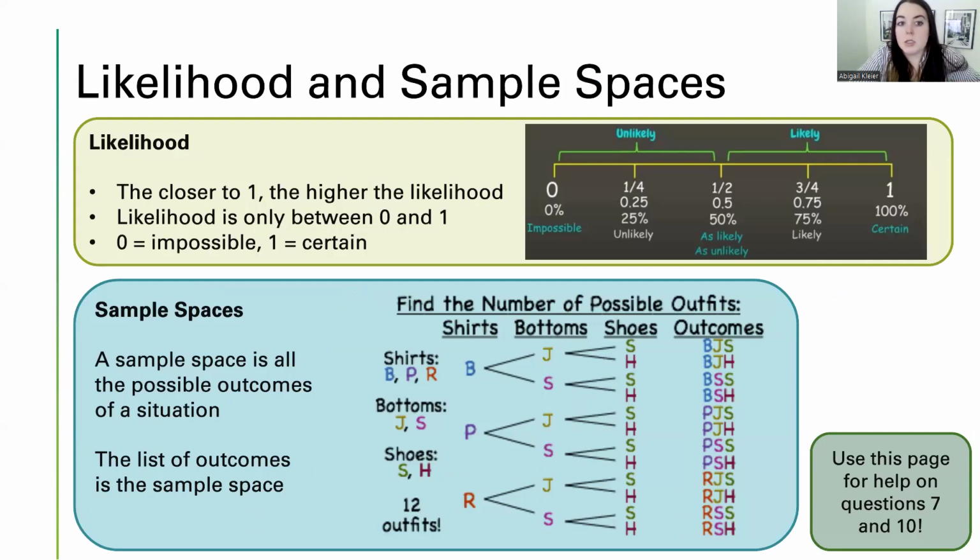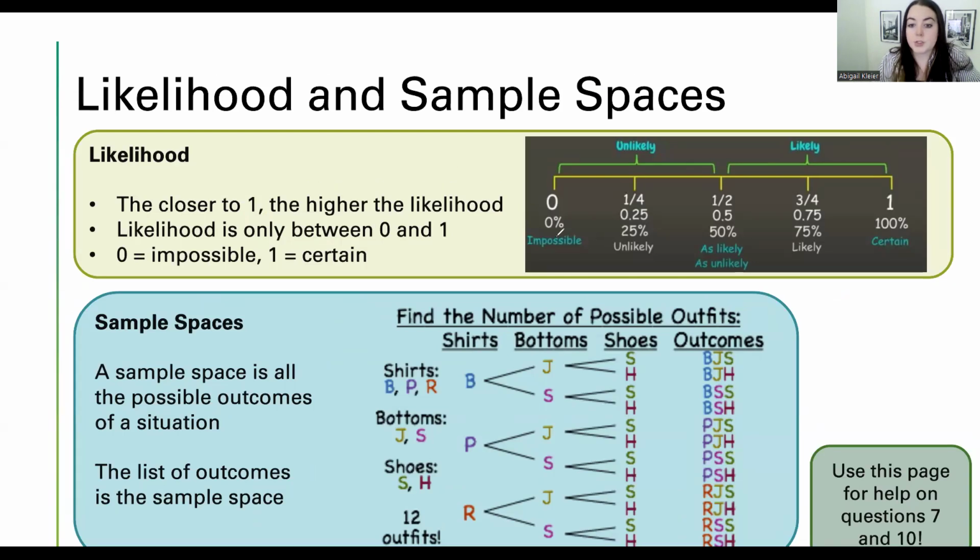Next, we talk about likelihood and sample spaces. So when discussing likelihood, that is a range, and that range falls from 0 to 1. As you can see on this graphic, it is a spectrum. So 0 is impossible. If something is impossible to occur, it could never happen. So that's the beginning of our likelihood scale, 0. 0 can also be represented as 0%, so a 0% chance of something happening.